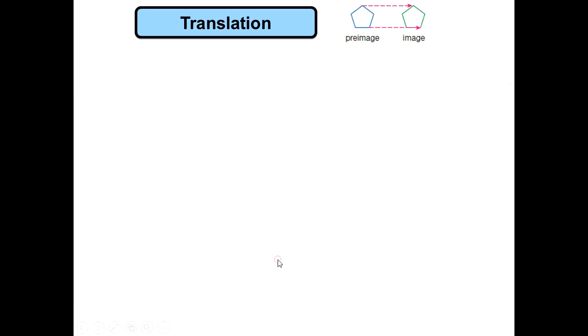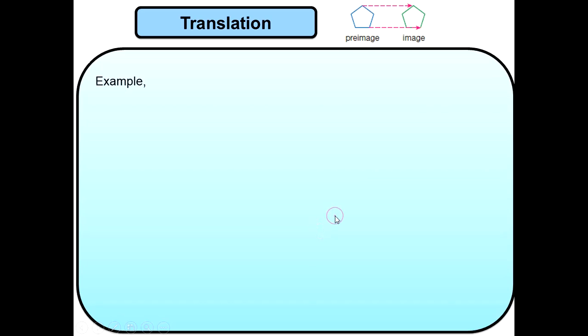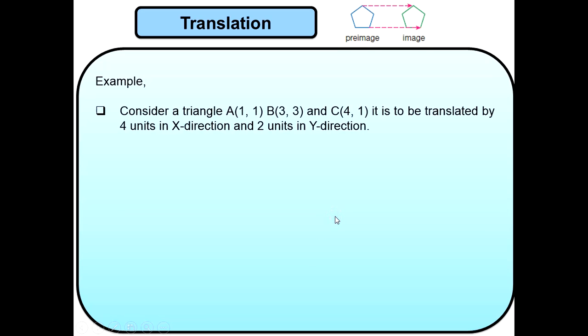Now let's consider this with the help of a simple example, how the translations can be done. Let's consider the triangle A, B and C, and this is to be translated by 4 units, that is Tx will be 4 in the x direction and 2 units in the y direction, that is Ty is equal to 2. So Tx will be 4 and Ty is equal to 2, and we have the translation matrix like this, Tx and Ty, that is 4, 2.